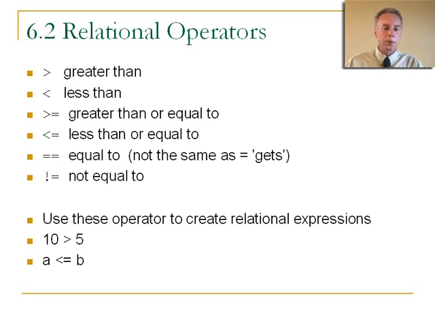So 6 relational operators: greater than, less than, greater than or equal to, less than or equal to, equal to, and not equal to. The last 4 require 2 keystrokes to make the operator, and they have to look like this: the greater than sign followed by the equal sign with no space in between is the greater than or equal to operator, and so on for the remaining.